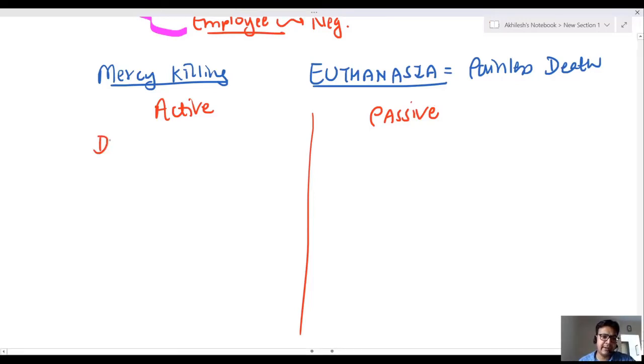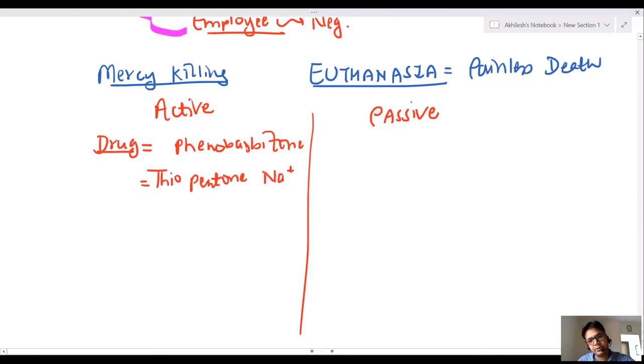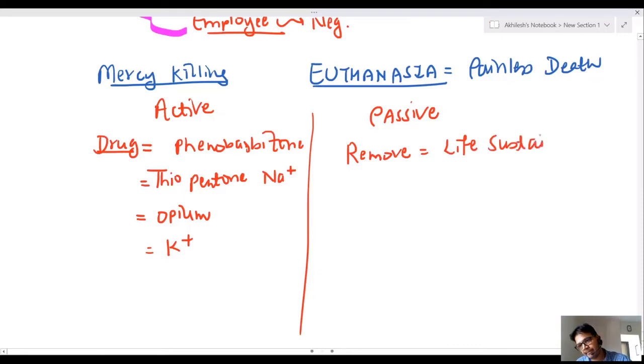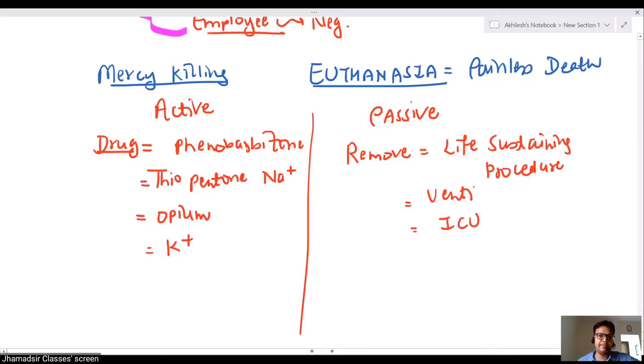What is active? You give some drug and cause painless death. Examples of drugs given are phenobarbitone, thiopentone sodium, opium, or potassium. These can cause active euthanasia. Now, passive: you remove life-sustaining procedures like ventilator, like ICU. This is known as passive euthanasia.